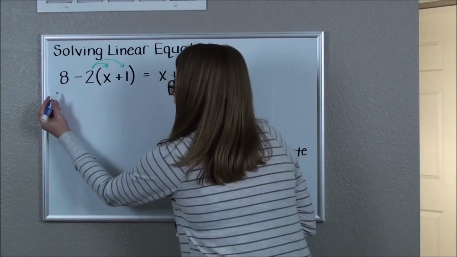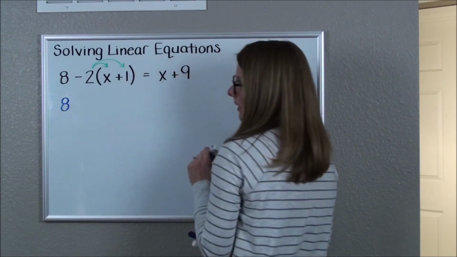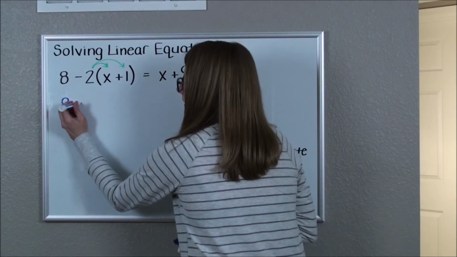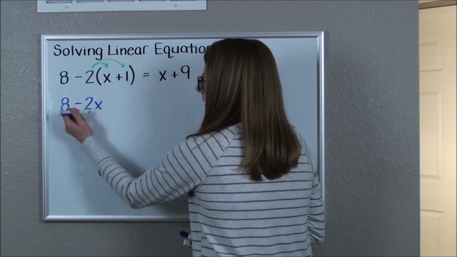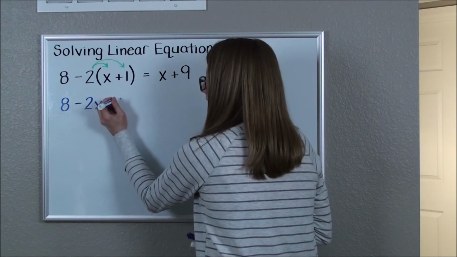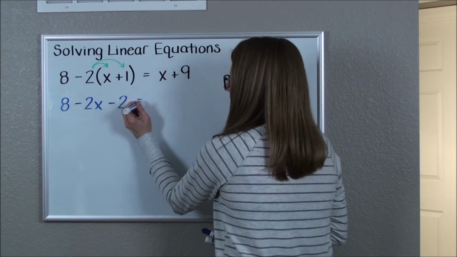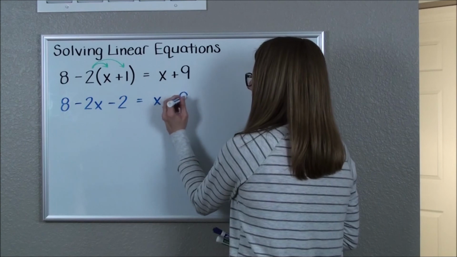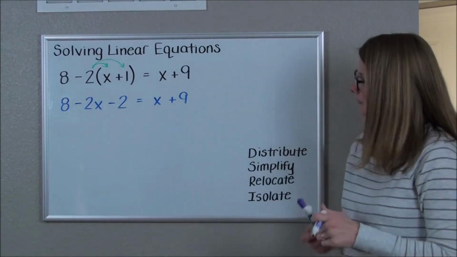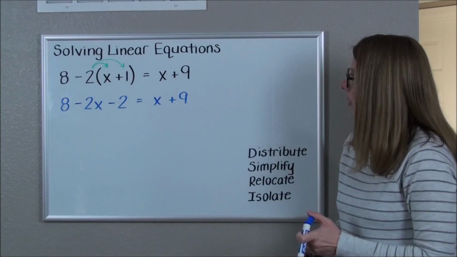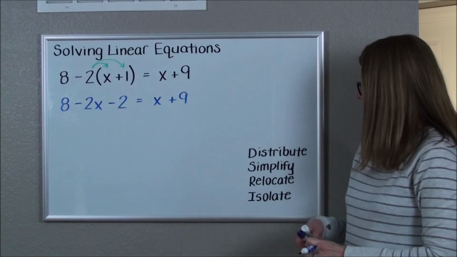So we will have the 8, which was originally there. Negative 2 times x is negative 2x. Negative 2 times positive 1 is negative 2. And then on the right side, no distribution to do. I see no parentheses there, so we're good. All right, so there was step 1, getting those parentheses out of there by distributing.